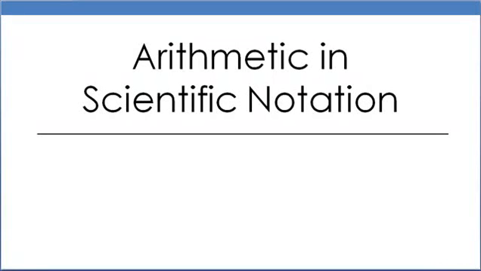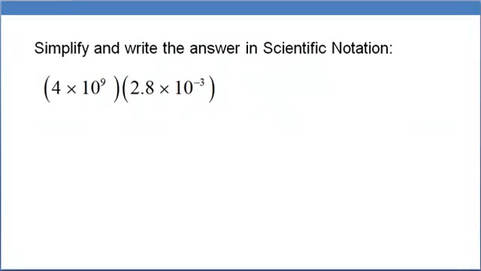Arithmetic in scientific notation. We're going to look at a multiplication problem of two numbers that are in scientific notation. Notice we are not multiplying two binomials here. This is not a FOIL problem, right? This is multiplication, multiplication in between the parentheses, and multiplication here. So we are allowed to rearrange these pieces if we like because of the associative rule of multiplication.